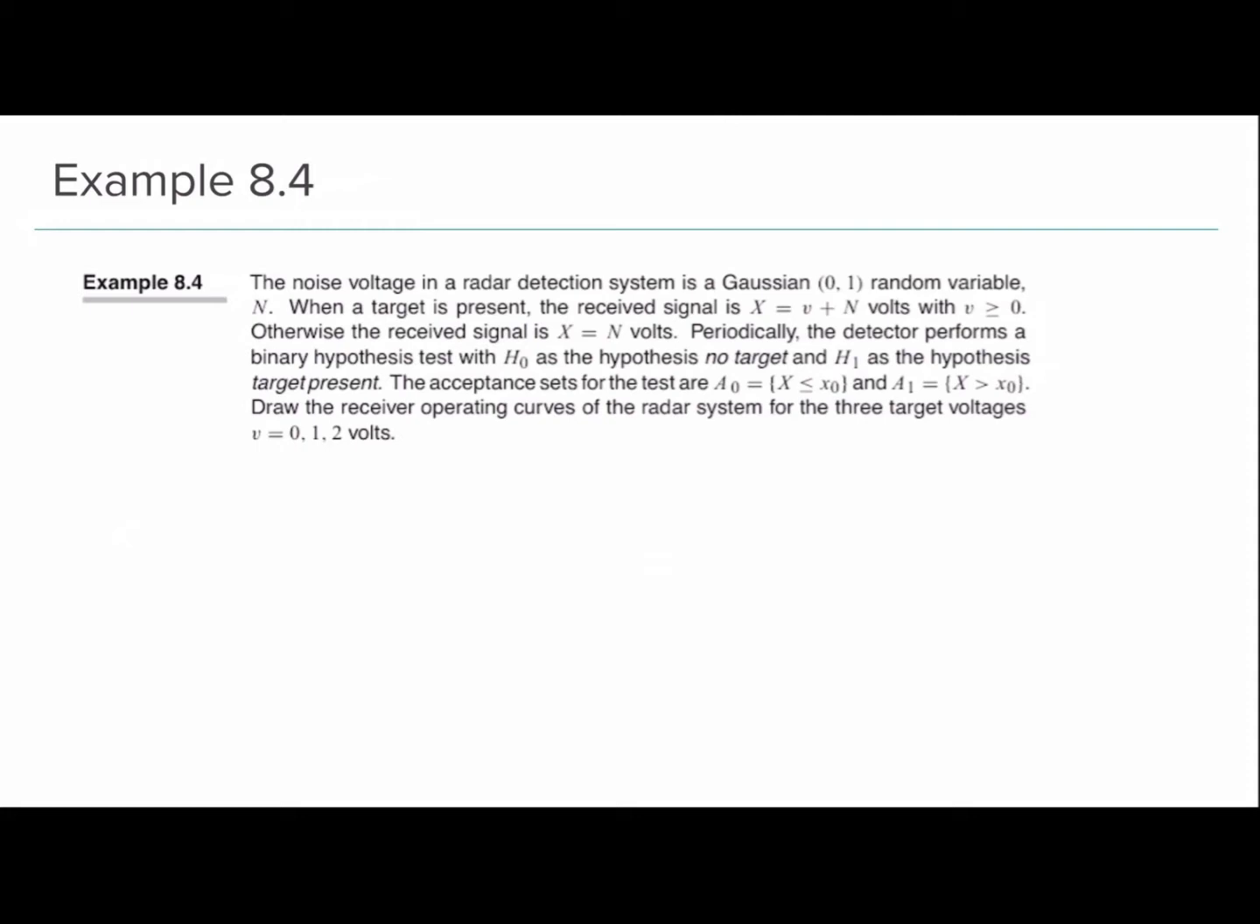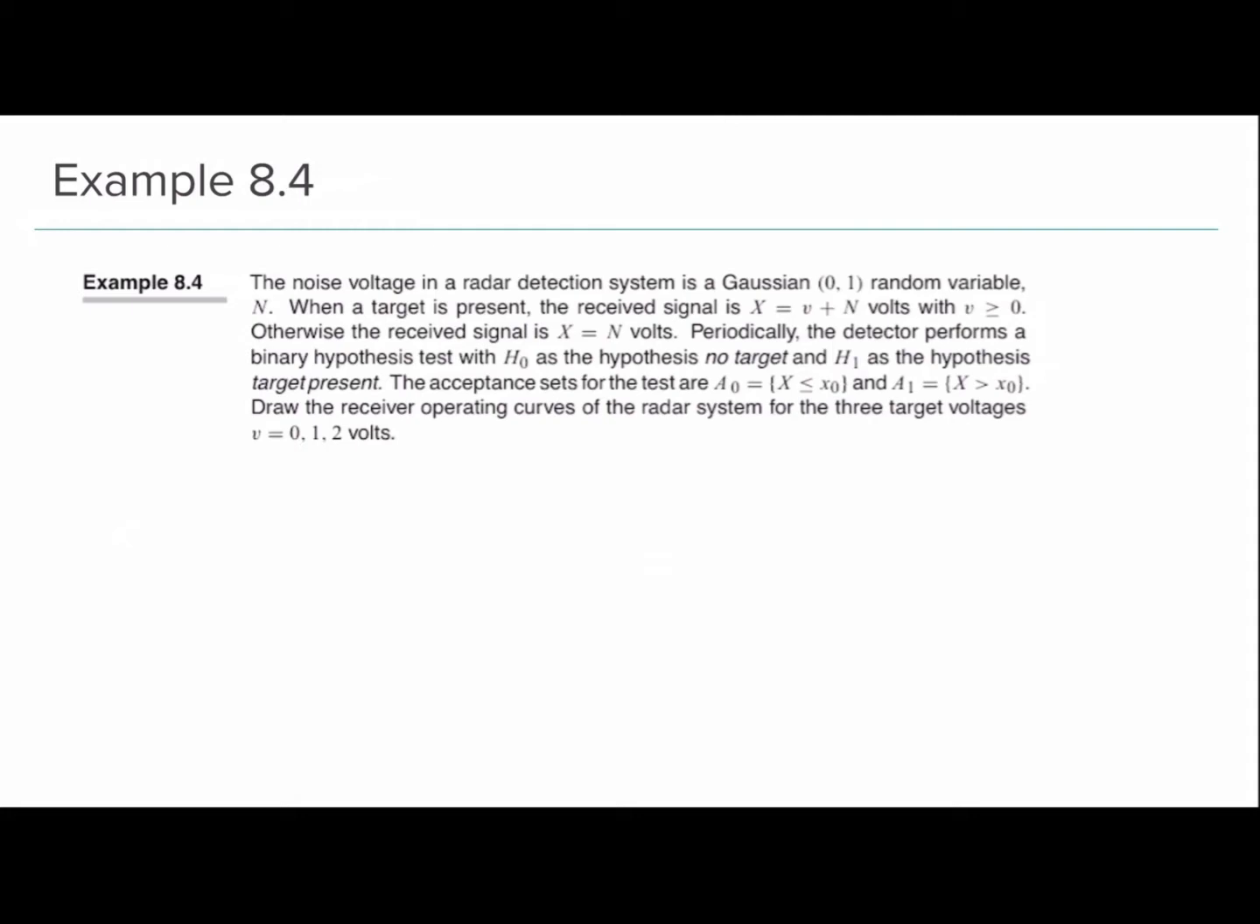Draw the receiver operating curves of the radar system for the three target voltages V equal to 0, 1 and 2 volts. We're given the received signal x. If the target is present, it will be equal to some value v plus Gaussian noise, where v is greater than or equal to 0. And if the target is not present, it will simply be equal to Gaussian noise, right?